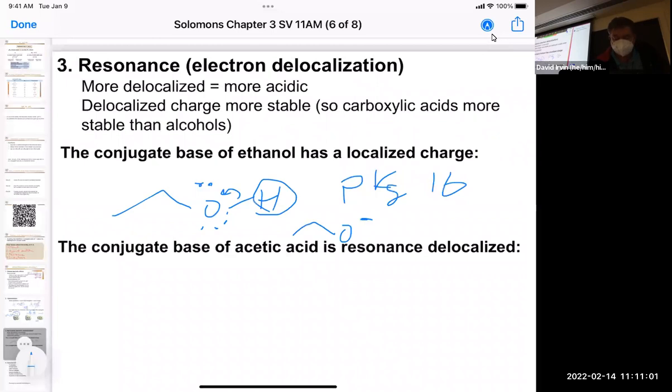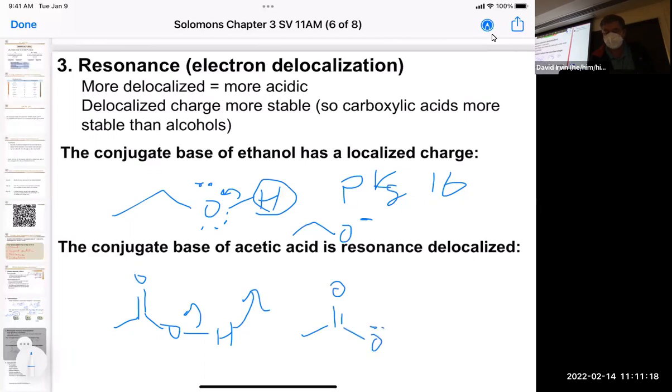But what if we had, instead of that, acetic acid, right here. And we know that if we were to pull off this hydrogen and these electrons would stay behind, our first resonance structure, and I'm going to put our lone pairs here, it's going to look like that. But because this lone pair can come in and this lone pair come out, we now have a second resonance structure, and we can spread that charge out.